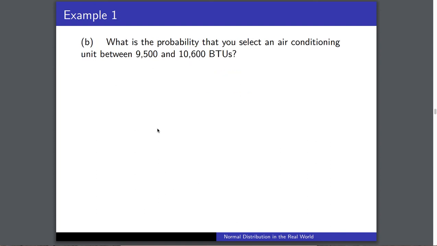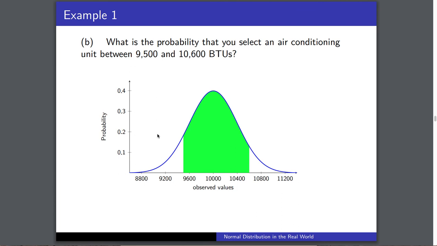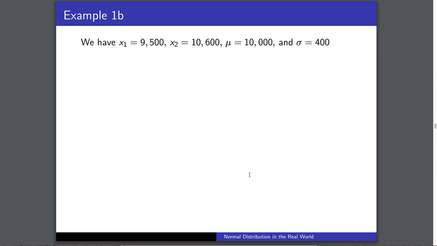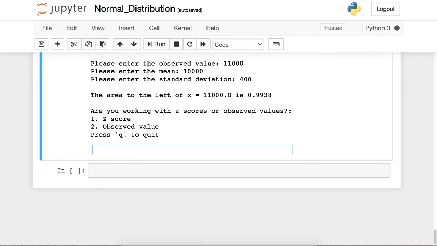All right, example 1B. What is the probability that you select an air conditioning unit that is between 9,500 and 10,600 BTUs? In other words, you have 9,500 here and 10,600 here. What is the area between these two values? What is the probability of getting an air conditioning unit between these two BTU values? For this one, we're going to use X1 for our lower value and X2 for our upper value, just to have something to note them by. 9,500, 10,600, our mean is 10,000, our standard deviation is 400. I'm probably not going to remember those values, but let's see.